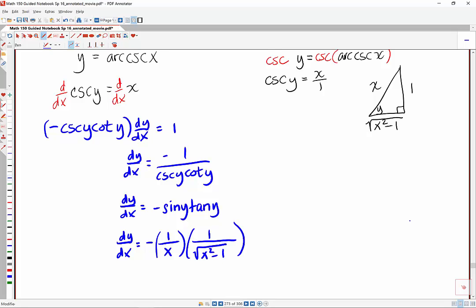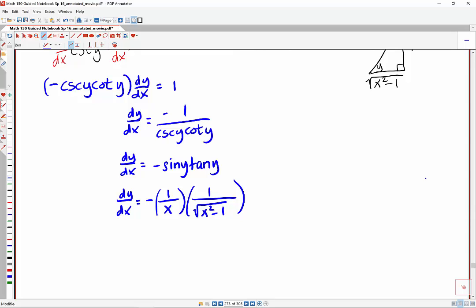Now, this is where the trick comes in. We need to ensure that this is always negative. So to do that, what we're going to do is this. We're going to have negative 1 over absolute value of x times the square root of x squared minus 1. And that's going to ensure that it stays negative. Okay? All right.